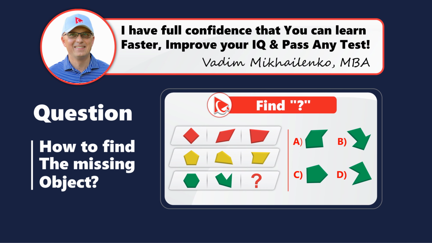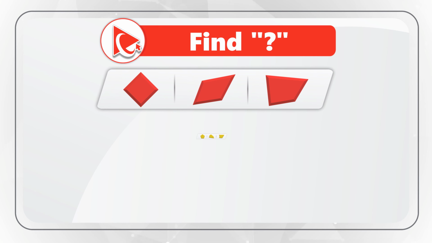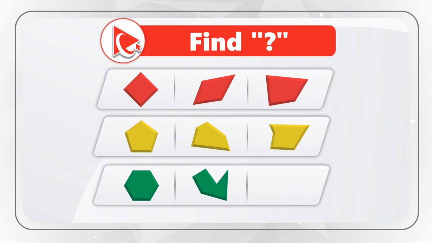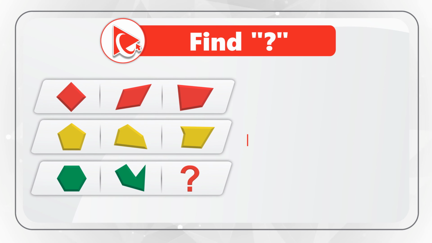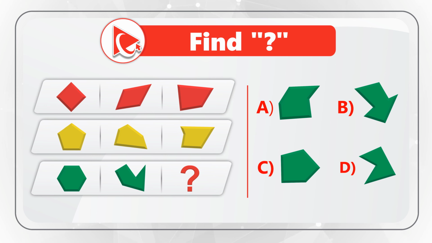Here's another tricky problem which tests your critical thinking and analytical skills. You're presented with 8 objects, and object number 9 is missing. You need to find the pattern and select the 9th object out of 4 possible choices, choices A, B, C, and D. Take a close look to see if you can come up with the answer.